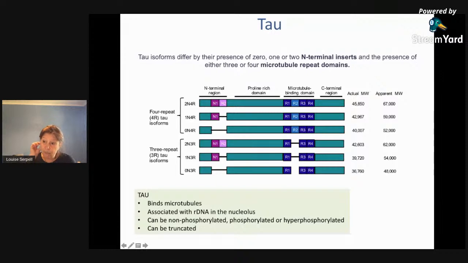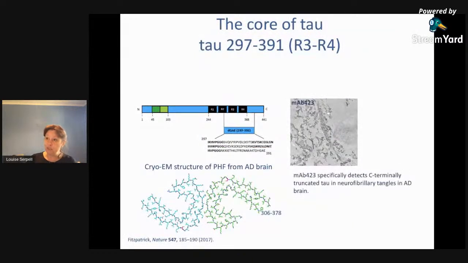Tau has been shown to bind to microtubules. It's also found in the nucleolus, and that was actually Mahmoud's work showing that it's associated with ribosomal DNA in the nucleolus. It can be non-phosphorylated, phosphorylated, or hyperphosphorylated, and it can also be truncated. So what I want to show you in the last few slides really is the work that we've been doing to look at the structure of tau paired helical filaments. So tau causes a little bit of a headache because if you take full length tau, it does not self-assemble and form paired helical filaments in vitro unless you add an additive like heparin.